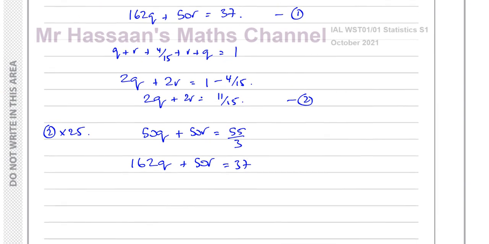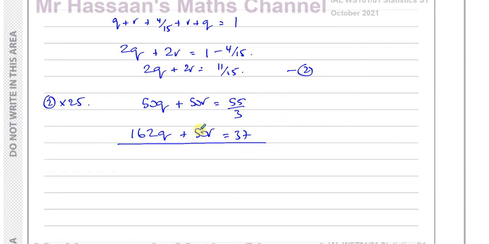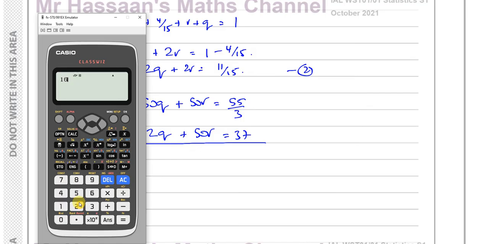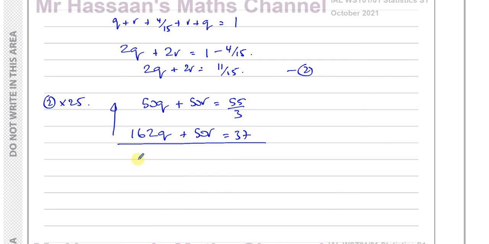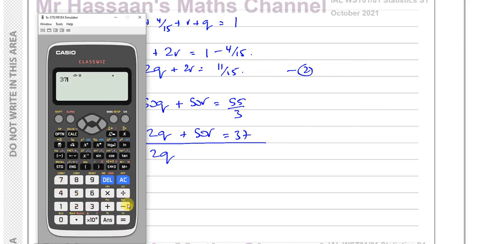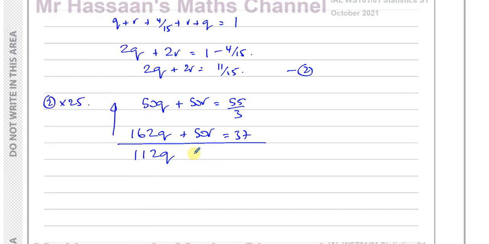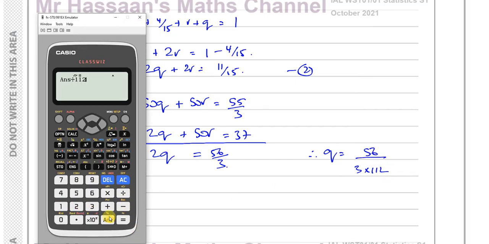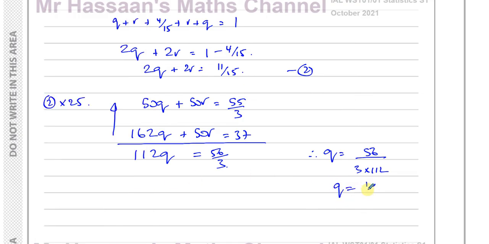And if I subtract those two equations, I will have then removed r. If I subtract this way, I'll have 162 minus 50, 112. Okay, so it's 112q. This is eliminated. Then I've got 37 minus 55 over 3, which gives us 56 over 3. So therefore 112q is equal to 56 over 3. So divide that by 112. Gives you 1/6. So q is equal to 1 over 6.